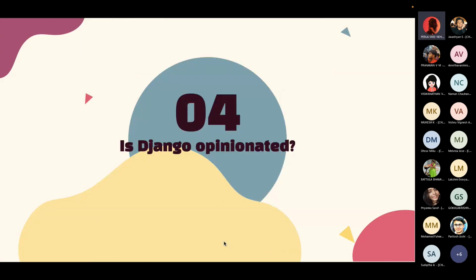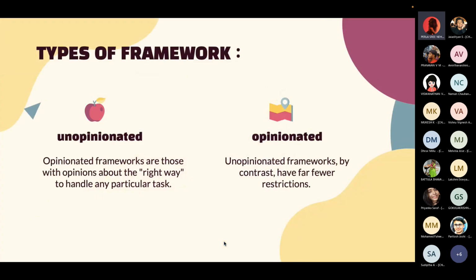And the next is, is Django opinionated? So web frameworks often refer to themselves as opinionated or unopinionated. Opinionated frameworks are those with opinions about the right way to handle any particular task. They often support rapid development in a particular domain, solving problems of a particular type, because the right way to do anything is usually well understood and well documented. However, they can be less flexible at solving problems outside the main domain and tend to offer fewer choices for what components and approaches they can use.